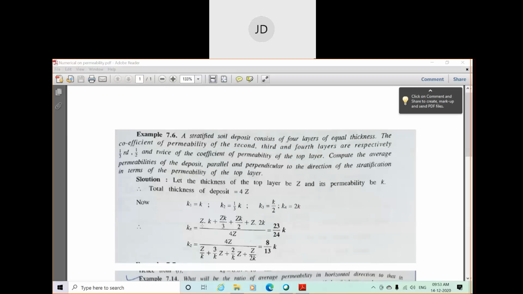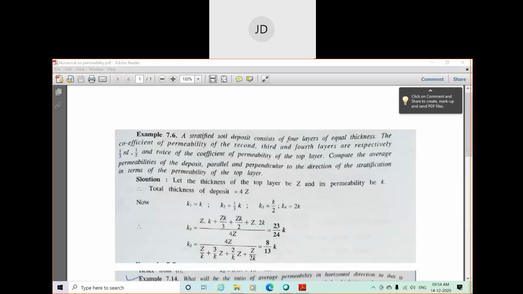It's simple, and I have just plotted a mathematical representation of the statement. After that, very simple, you only need to find out the coefficient of permeability in x direction or horizontal direction, and the coefficient of permeability in z direction or vertical direction. You just have to remember the formula. What is the formula? K1 Z1 plus K2 Z2 plus K3 Z3 up to K4 Z4 divided by the total thickness of the layer. So what is the total thickness of the layer? Since it is given as a stratified soil deposit having four layers of equal thickness, that means each layer has equal thickness. If the top layer has thickness of z, all layers should have z. That means z plus z plus z plus z, that is four z's. So total thickness will be 4z.